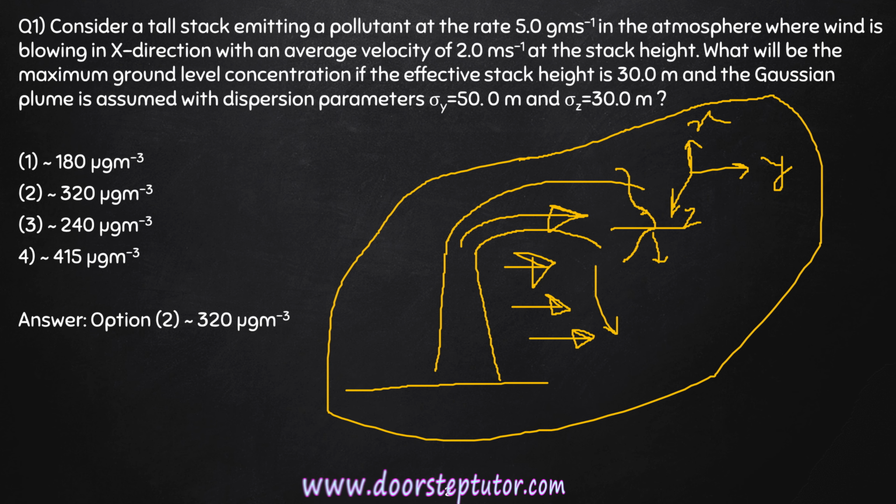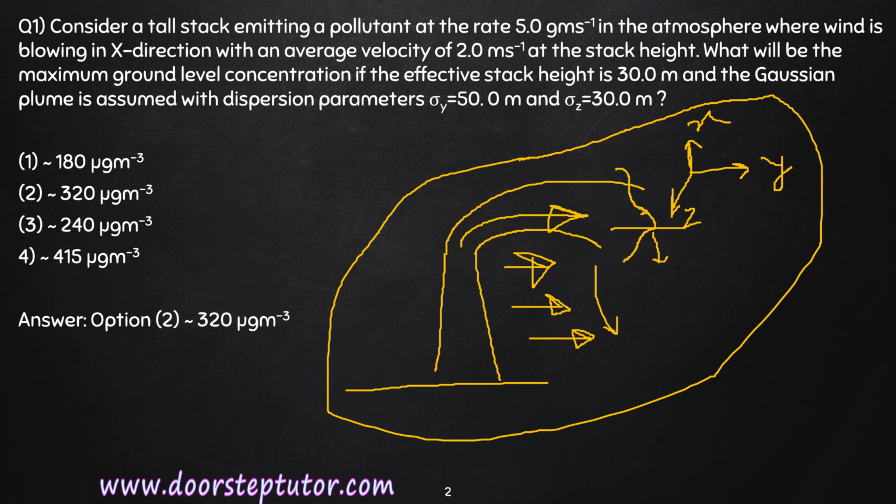And the options for this question are: option 1, 180 microgram per cube, option 2, 320 microgram per cube, option 3, 240 microgram per cube, option 4, 415 microgram per cube. And the answer for this question is 320 microgram per cube.